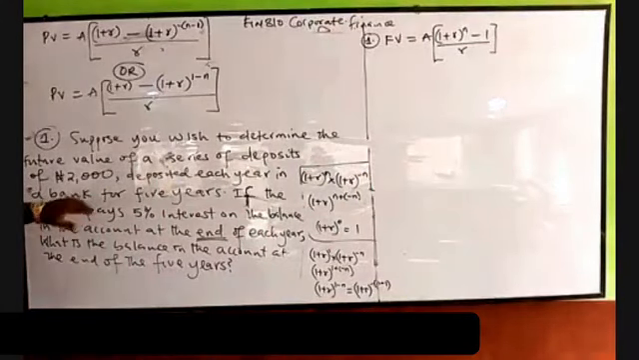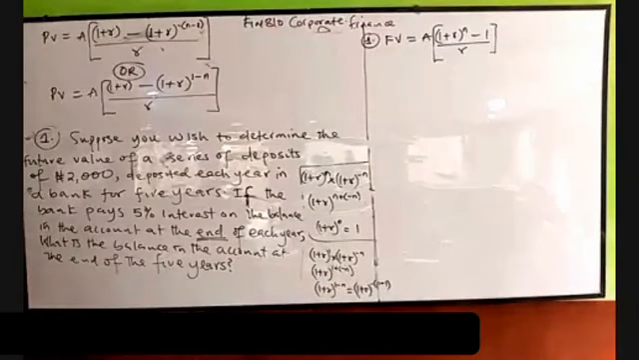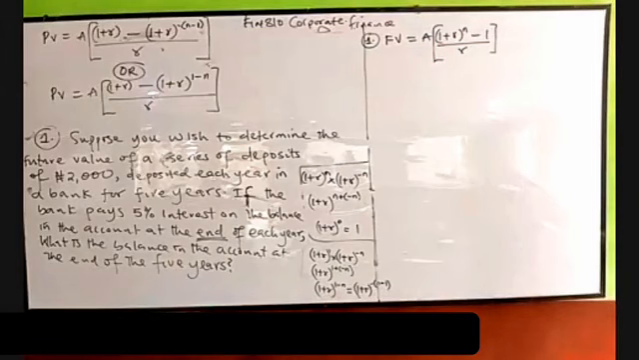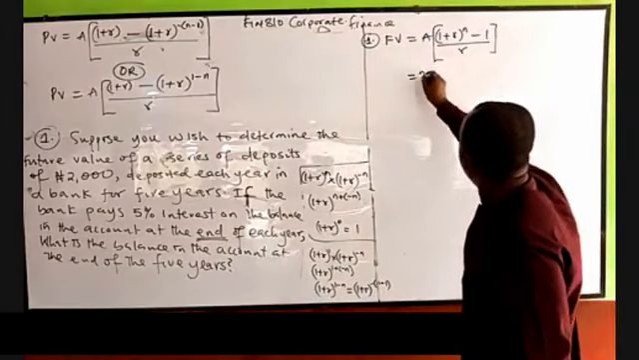Now, our A is what? A is how much? Good. Our R is what? Everything is sorted out. 5%. Any question? Who is not clear? Number of years, N is what? N is 5 years. Online, how far? Is it clear? Yes, sir. Okay, I can see you repeating that after me. Okay, now good.